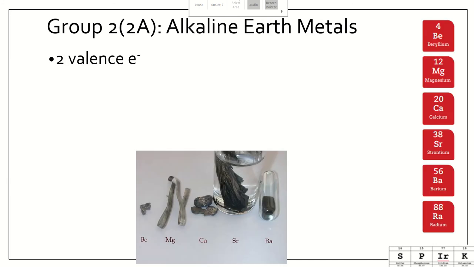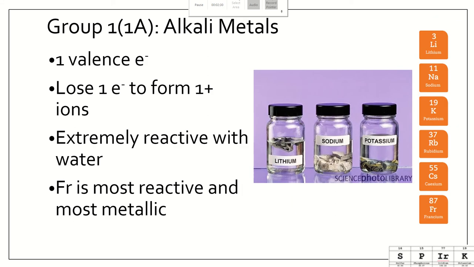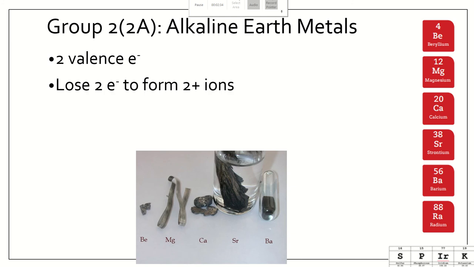So group 2, they have 2 valence electrons. These are known as the alkaline earth metals. They are a little bit less reactive. You can see from the picture that some of them can be exposed to air. Well, if we look at this slide here, the alkali metals all have to be stored under oil. These guys lose 2 electrons to form 2+ ions.